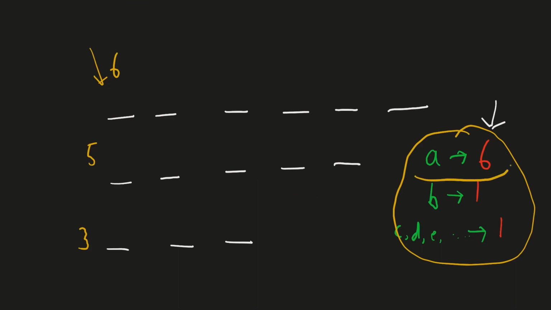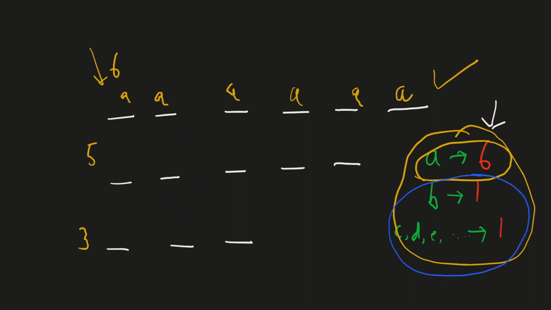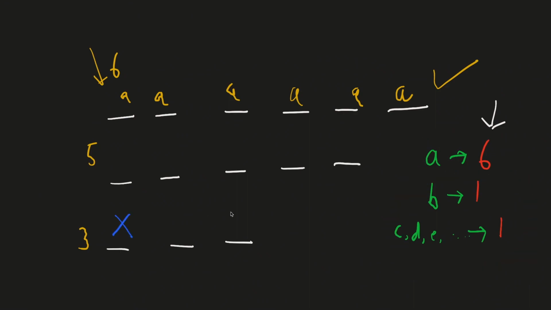So let's try to use all these 6 A's in the first word to make them a valid palindrome. So we see that this is now a valid palindrome, but all the remaining characters have occurred only once. So we cannot use any pair of them to make a valid palindrome for both these words. So in this case, we were only able to make one valid palindrome.